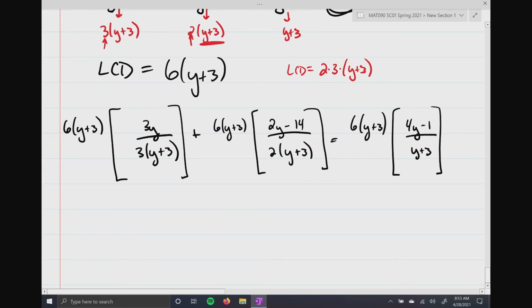How are we looking so far, everybody? How are we looking so far? Are we okay?